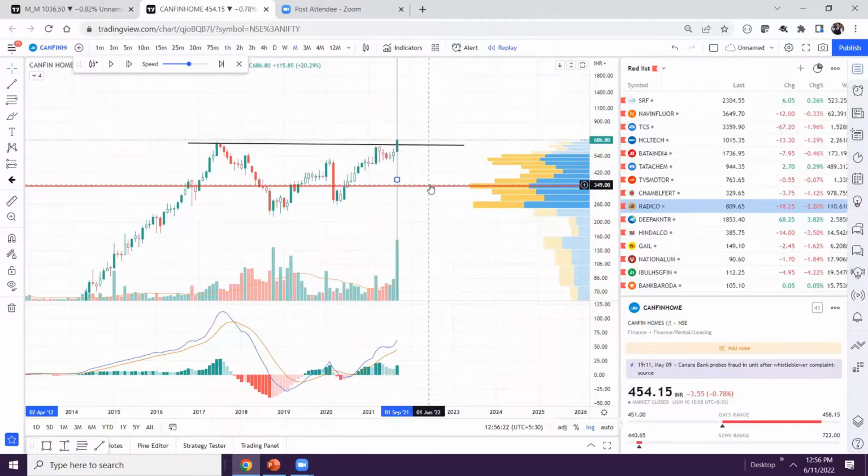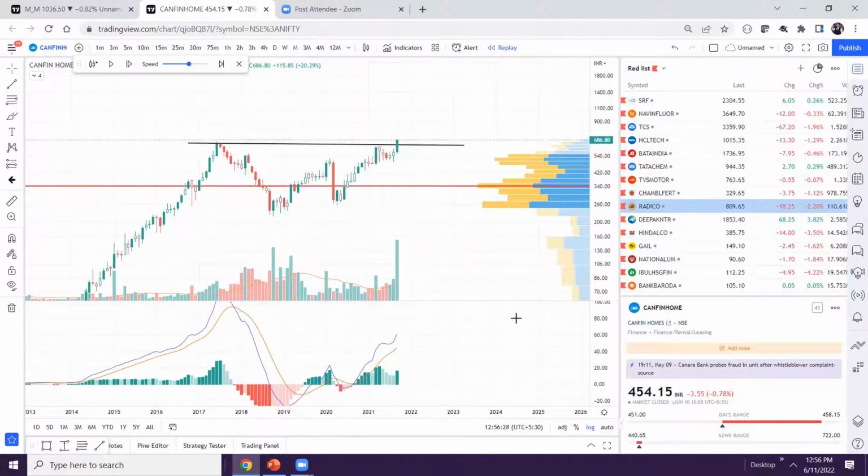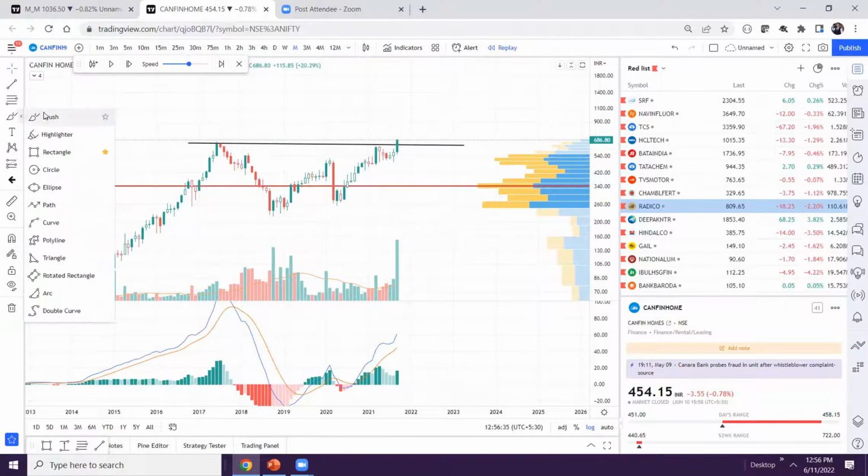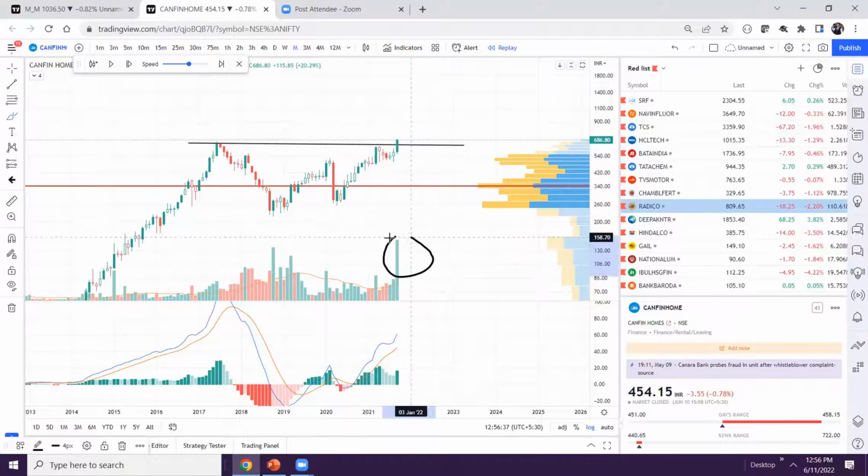So now, will you enter in this or not? This is a fresh breakout. Right. See the volume also. Volume is good. RSI is good. So yes, we can. See, but you are missing one point.